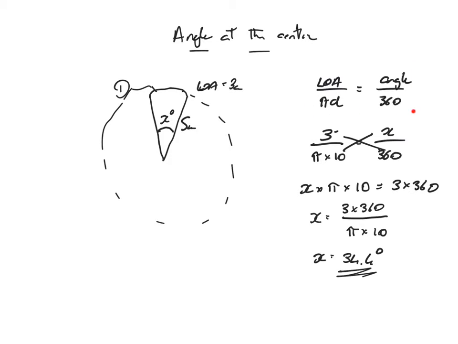So first move is always the same: length of arc over pi d equals angle over 360. The length of the arc is 3 centimetres over pi times the diameter. The radius, as we can see, is 5, so you need to double that for the diameter, which is 10, equal to the angle over 360. Cross multiply: x times pi times 10 is equal to 3 times 360, and then finally bring the pi times 10 down and divide. 3 times 360 over pi times 10, punch all that in the calculator, 34.4 degrees.